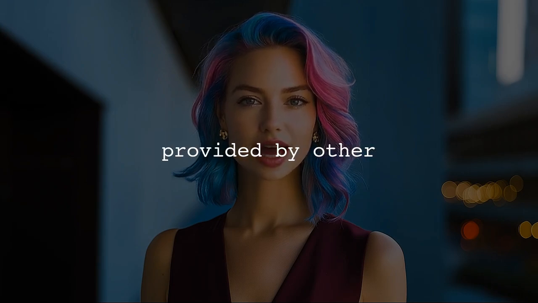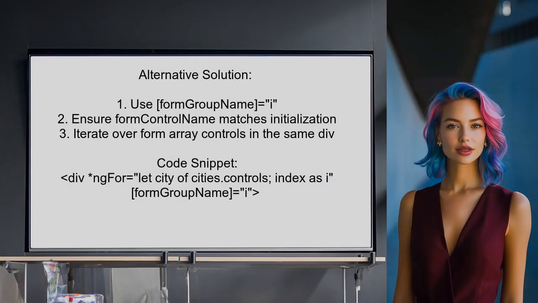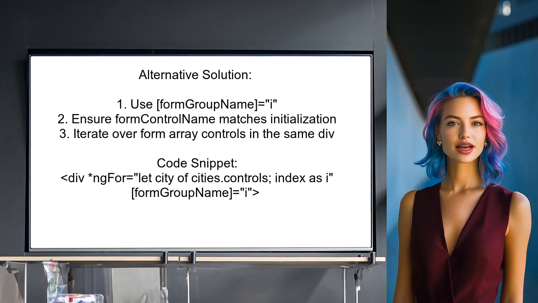Now let's look at the answers provided by other users. An alternative approach shared by another user involves using the form group name directive. They suggest 3 key steps. First, use form group name with the index of the city. Second, ensure that form control name matches the name used when initializing the form group. Lastly, iterate over the form array controls within the same div that has the form array name attribute.